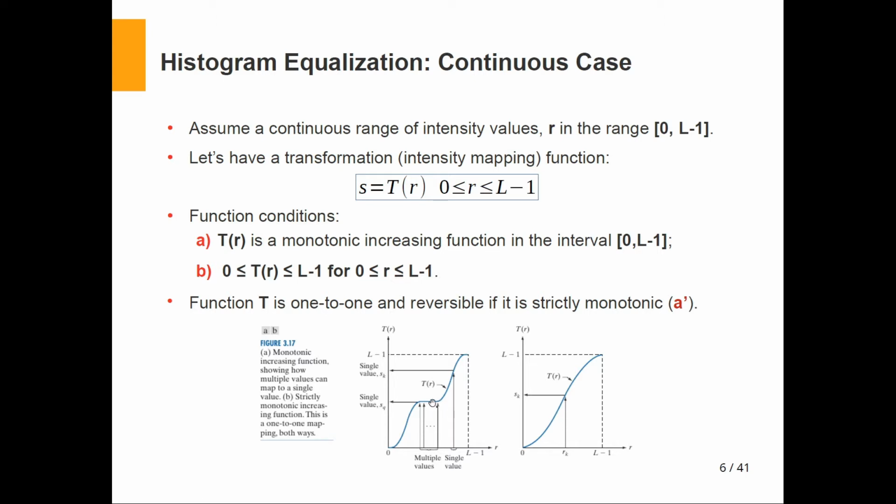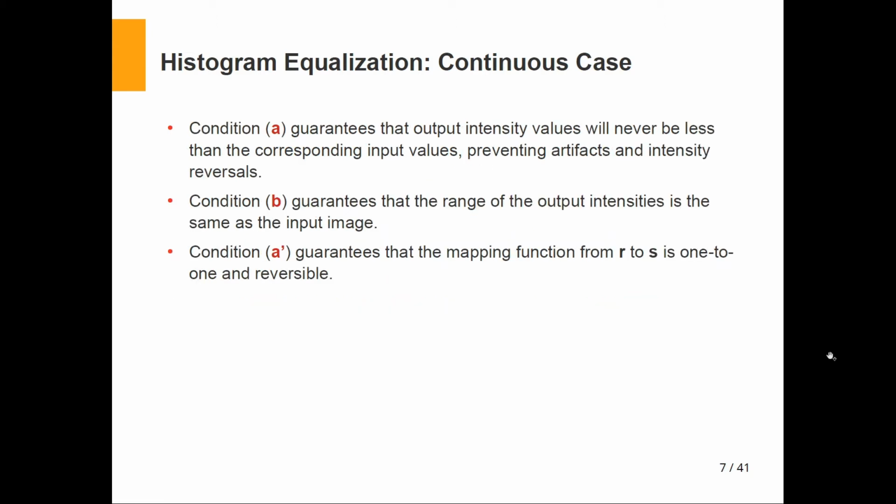But there are some ranges of values where you have mapping of multiple intensity values to one single output value. So since we have this, we have to define condition A prime, which is used for functions that are strictly monotonic, which means that the correspondence is going to be one-to-one and reversible. So these three conditions each guarantee some useful properties of the transformation function.